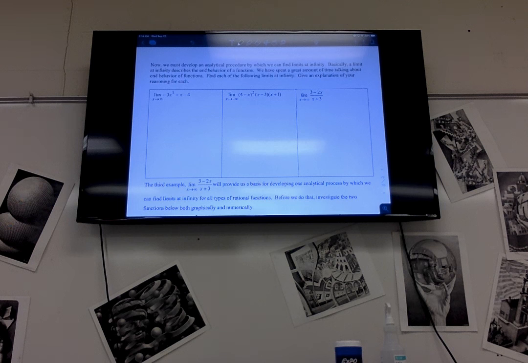Alright, so here we go. We must develop analytical procedure. So we're going to figure this out so that we can do it without a graph. If you do a limit at infinity, it talks about what the end behavior is. We've done end behavior before. It's just slept a little bit since then. So we're going to talk about these.